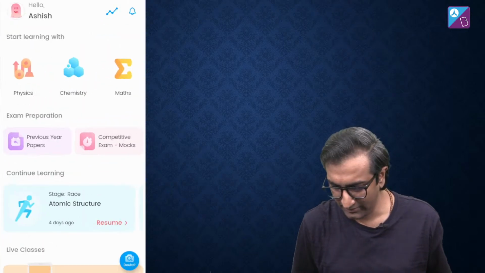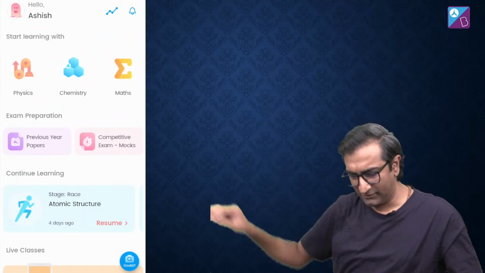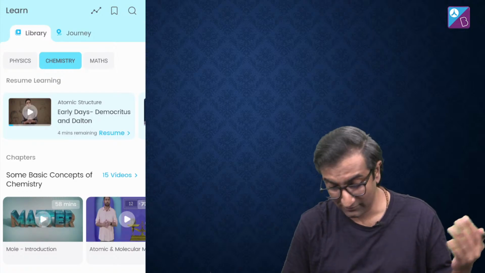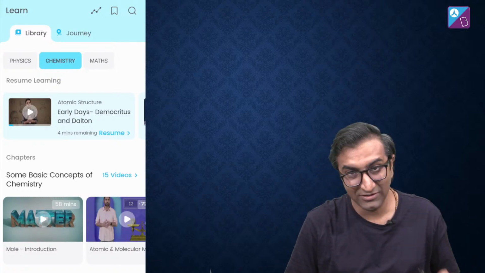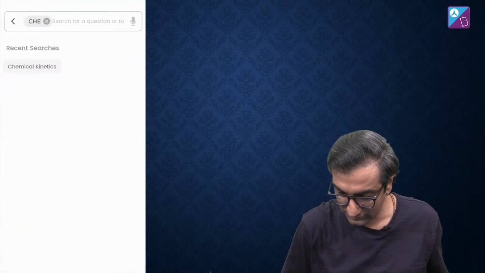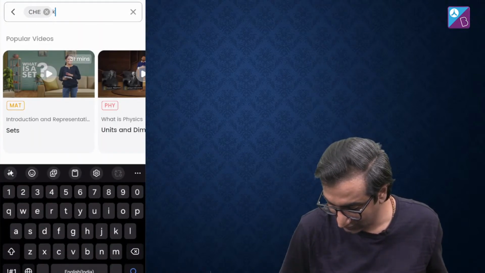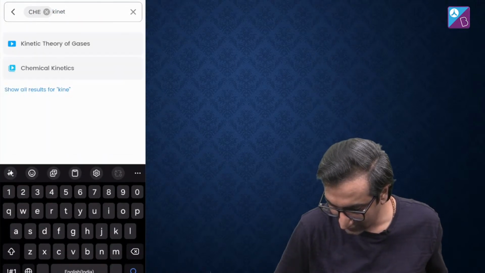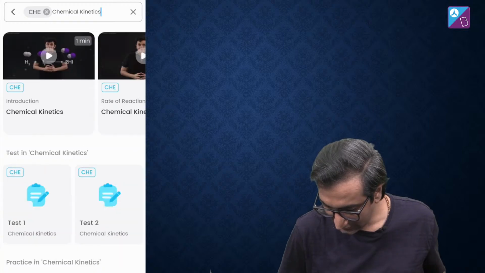You can do it later, right? As soon as you download the app, go to the chemistry chapter, the library section. Scroll all the way, or if you don't like scrolling, just go to search and look for kinetics. That's what we're doing today. Kinetics, chemical kinetics. There you go. It gives you a lot of options. We go to the practice section right away. This is a quick way to do it.